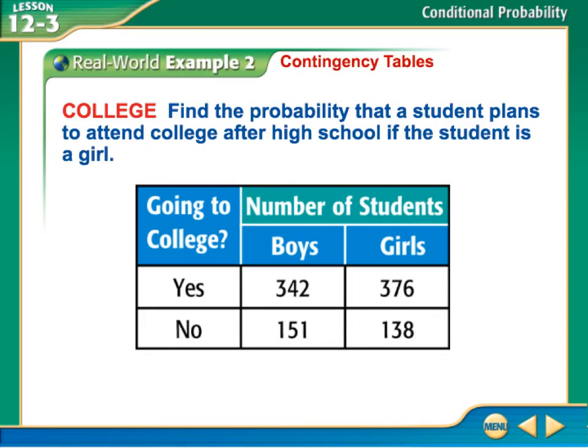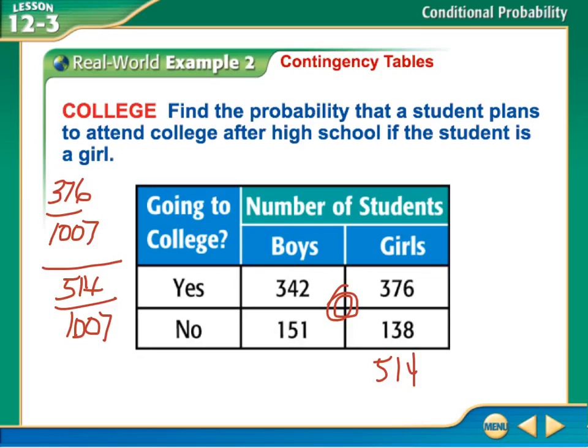Next example, find the probability that a student plans to attend college after high school if the student is a girl. So we first of all have to figure out the number of girls, and if I add this column right here, I get 514. So there are 514 girls. If I add all of these up, there are 1,007 students. So 514 of the 1,007 students are girls. And what is the probability that she's going to attend college? That would be 376 over 1,007. And we'll continue the computation on the next page.